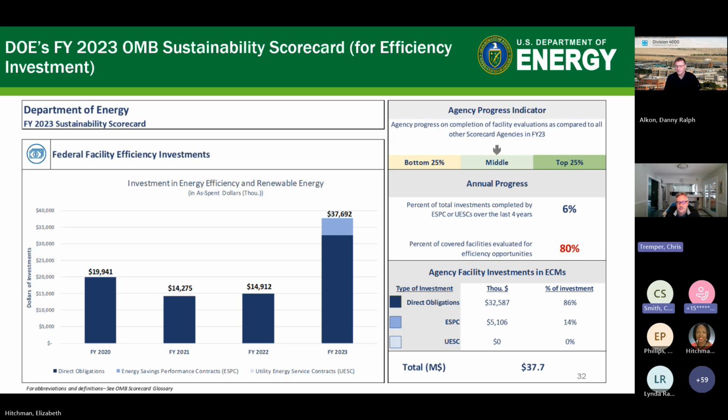And in terms of the other agencies, you can see the agency progress indicator. DOE is in the middle range of performance when it's ranked with all the other agencies in terms of its evaluation progress. So let's see, next slide.